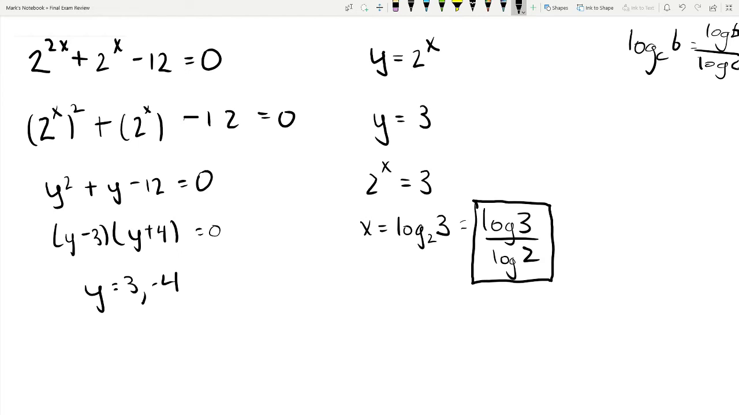Now, if we do the same thing with y equals negative 4, then we're going to get 2 to the x equals negative 4. And at this point, you might realize that an exponential is always going to be positive. We can't get a negative number. But if you don't realize that right away, and you end up trying to take log base 2 of negative 4, you'll definitely realize here that you can't take the log of a negative number, or your calculator will notice eventually for you. So that's not a possible solution, so our only solution is going to be log of 3 over log of 2.